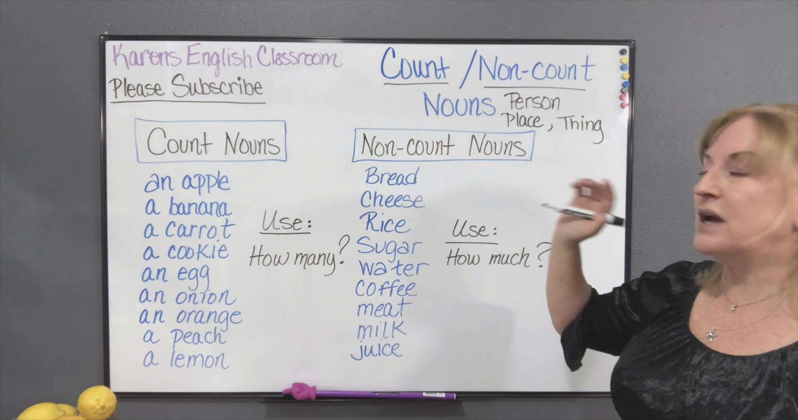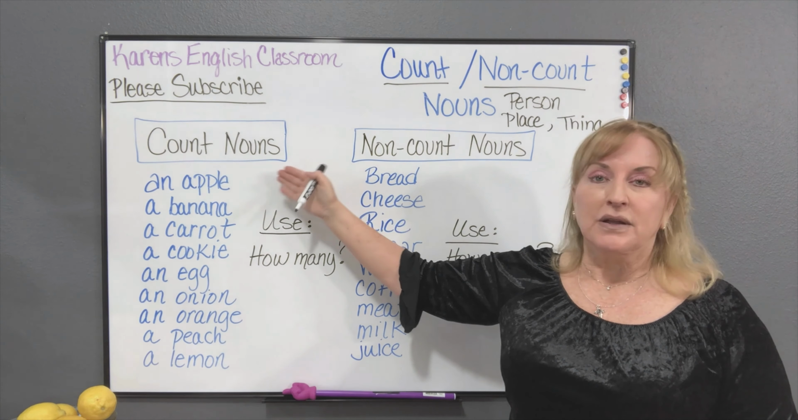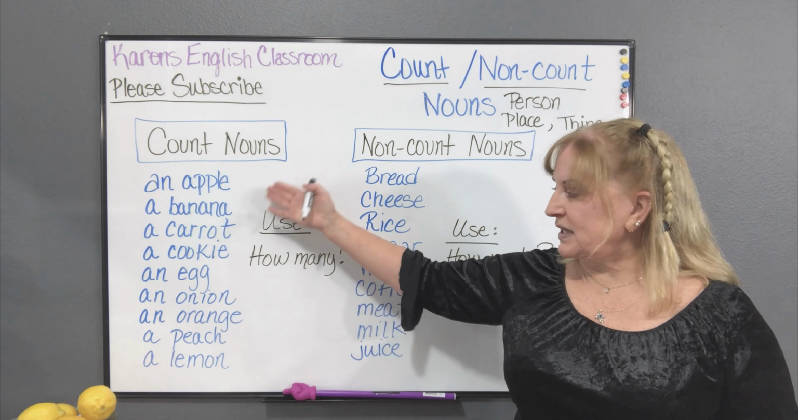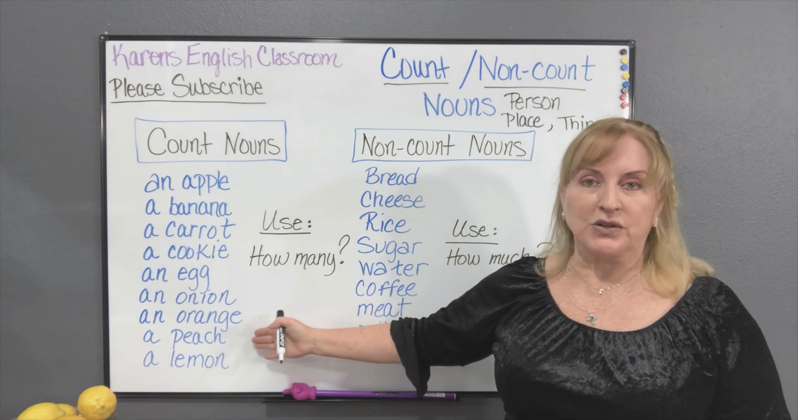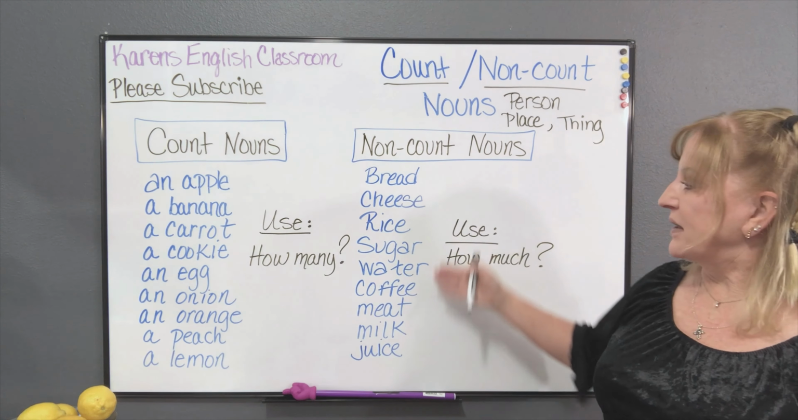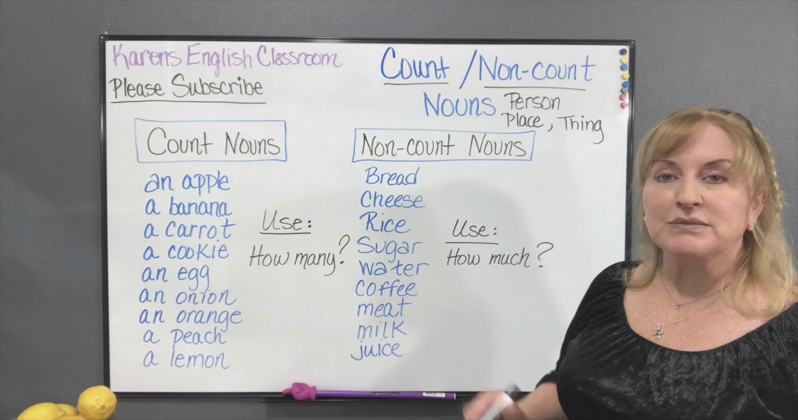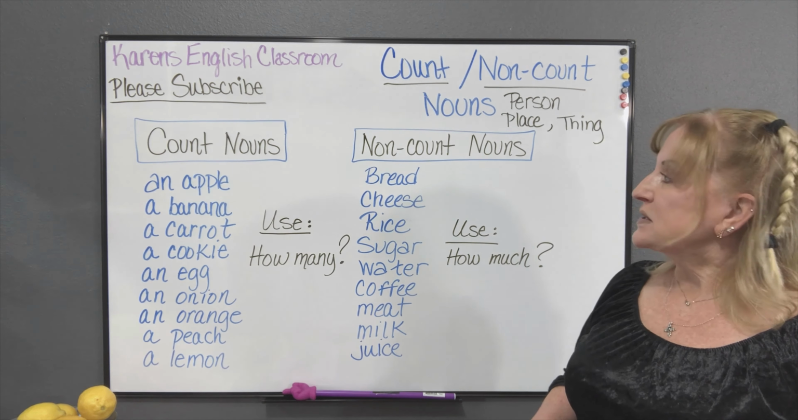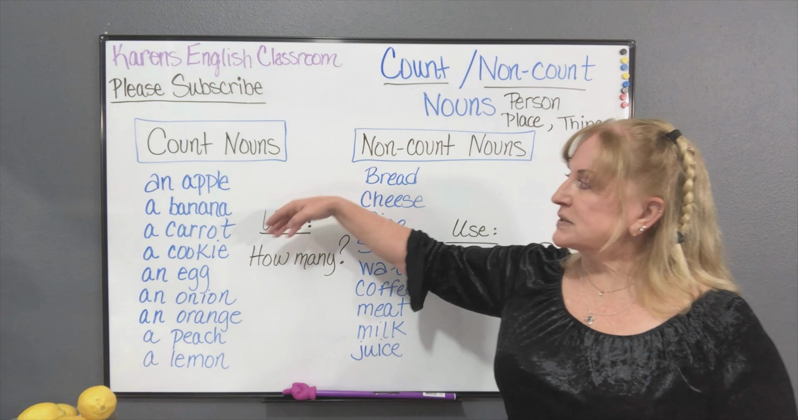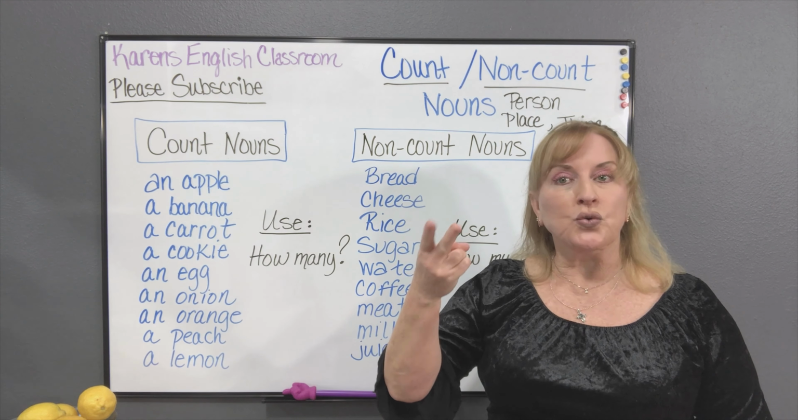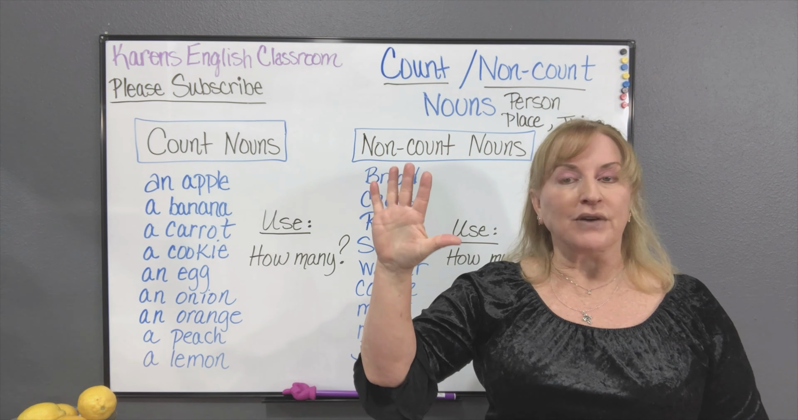Today we're mainly going to talk about items that you normally would see in your kitchen. So let's talk about these items first. Let's look at the count nouns. These are things that you can count, 1, 2, 3, 4, 5.